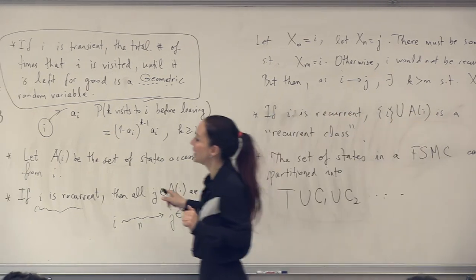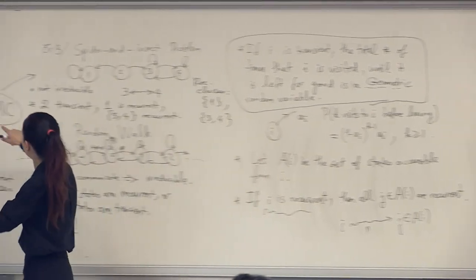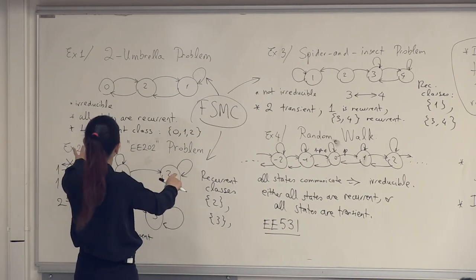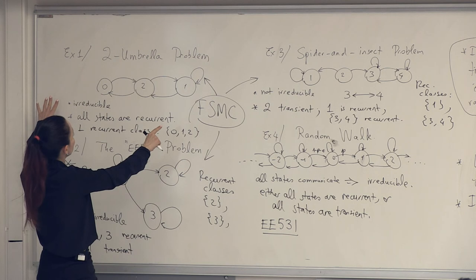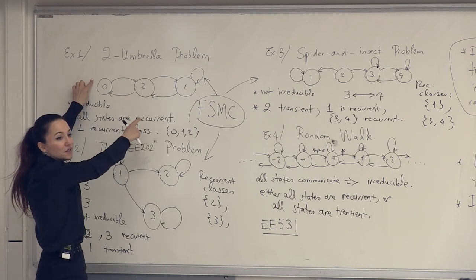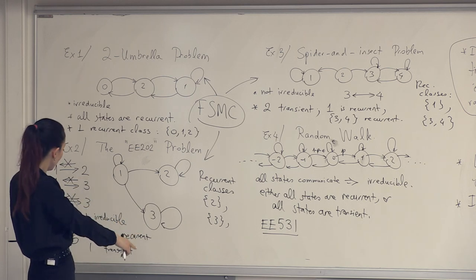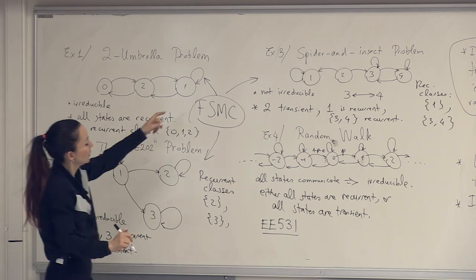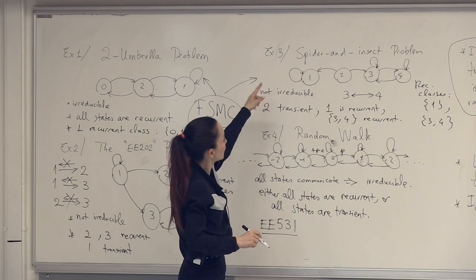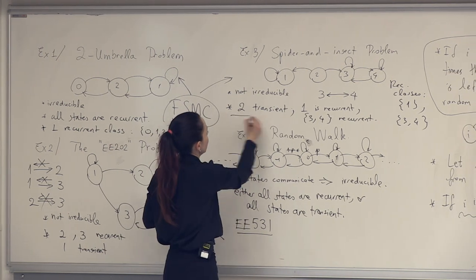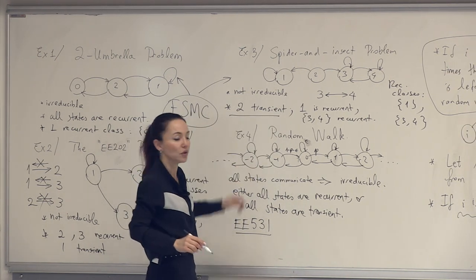So now let's write the transient states for these examples. What is transient here? Nothing is transient. What is transient here? One is transient. What is transient here? Two is transient. This again we don't know.